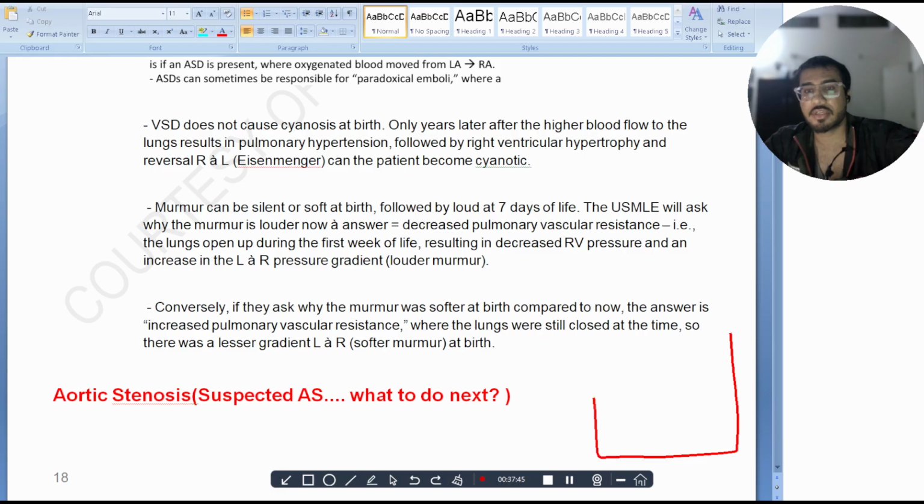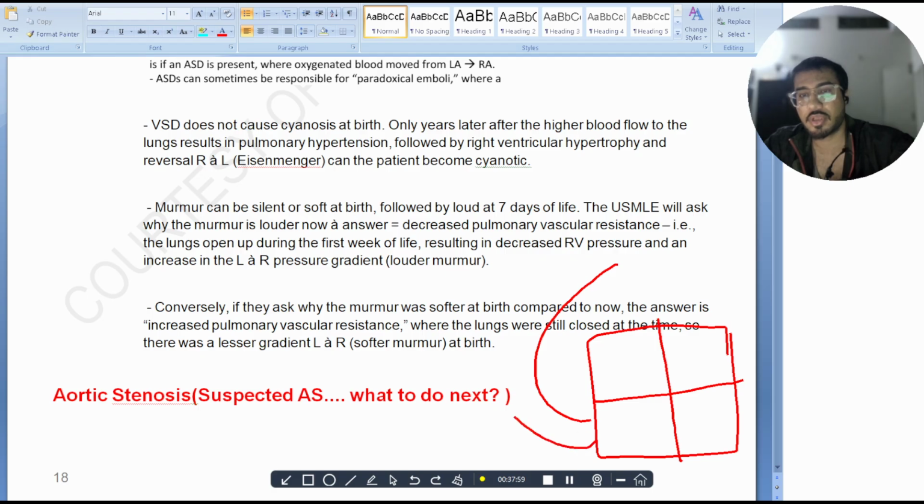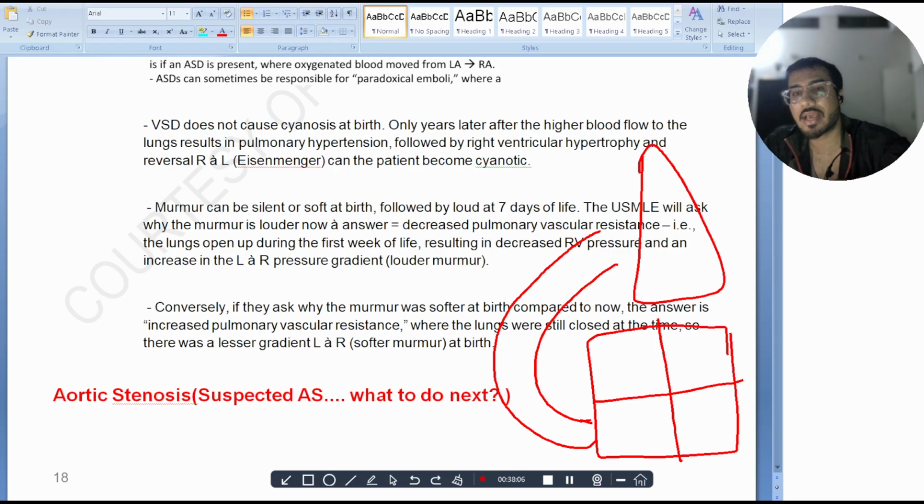So if this is the heart and these are the four chambers, you can assume that the top ones are the atria and the lower ones are the ventricles. Initially the blood is moving from, let's assume this is the pulmonary vein, and this leads to the lungs. When the patient is born, the lungs are filled with fluid and not properly expanded, so all the vessels inside the lungs are collapsed. That results in a greater pulmonary vascular resistance.